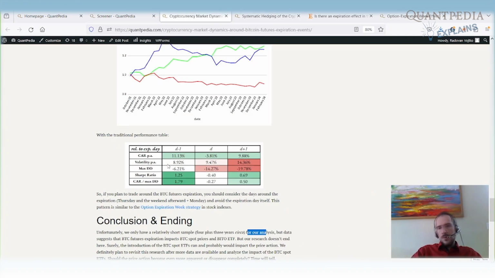So what is the takeaway? I would definitely monitor how the price action looks around the Bitcoin futures expiration in the next few months. And if the pattern holds, I would not be afraid to trade this strategy because it offers interesting performance. It also doesn't have a very high risk.